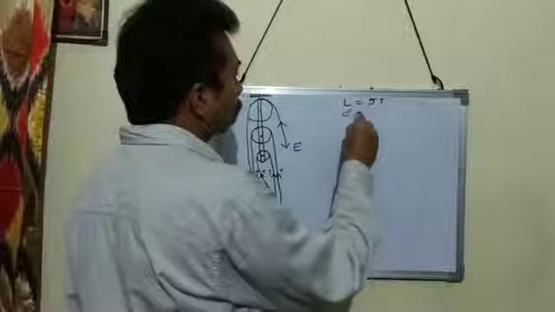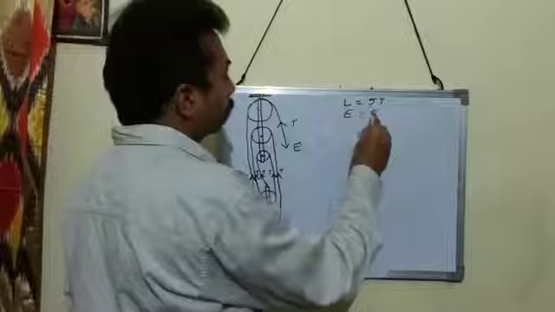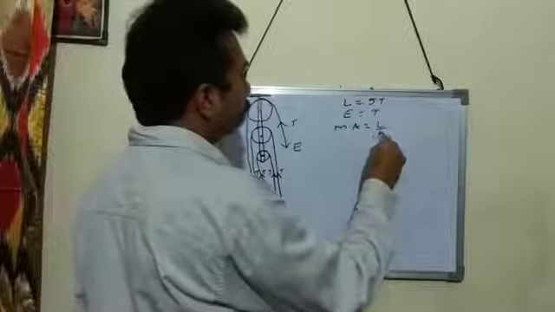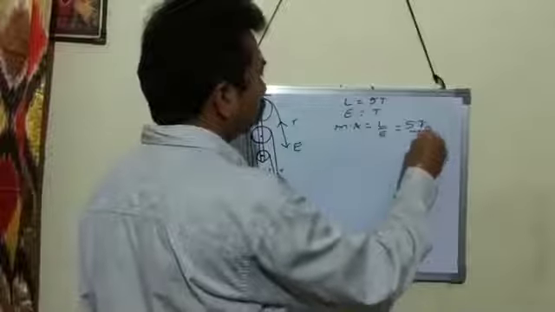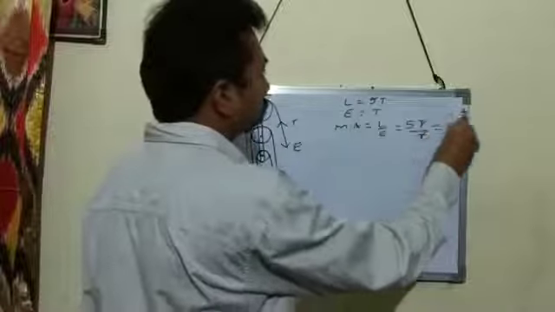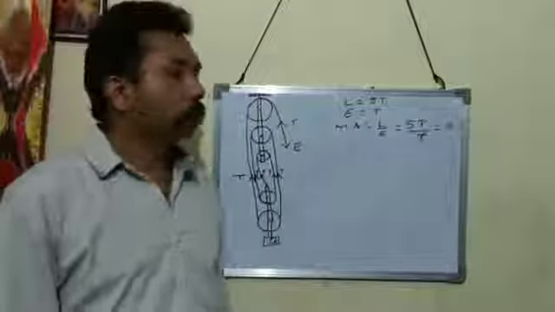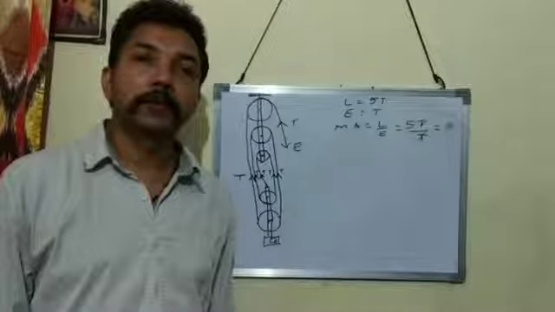And what is effort? Effort is equal to this tension. Then mechanical advantage is the ratio of load and effort, load upon effort, which is 5T upon T, that is equal to 5. So it acts as a force multiplier by using a block and tackle system of 5 pulleys.